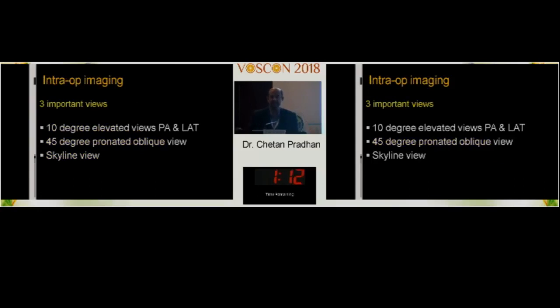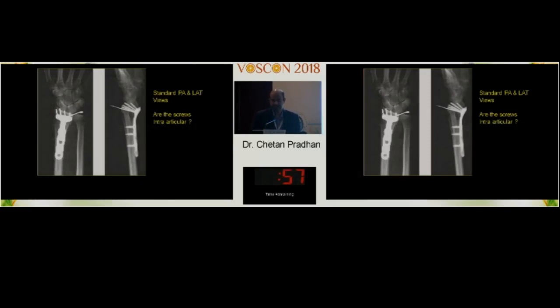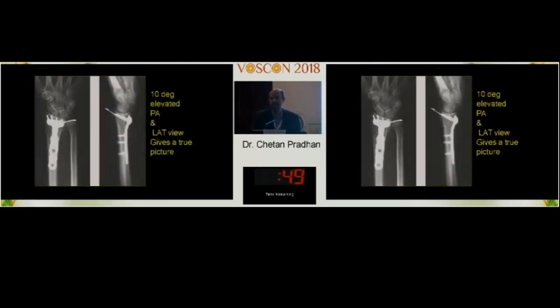So there are three important views which you must take when you are doing this surgery. The 10-degree elevated PA and lateral views, which almost everybody takes. And there are two other views, the 45-degree pronated oblique view and the skyline view. So if you look at this, these screws all look intra-articular. This is the standard PA view without elevation. But when you elevate it 10 degrees, this gives you a true picture.